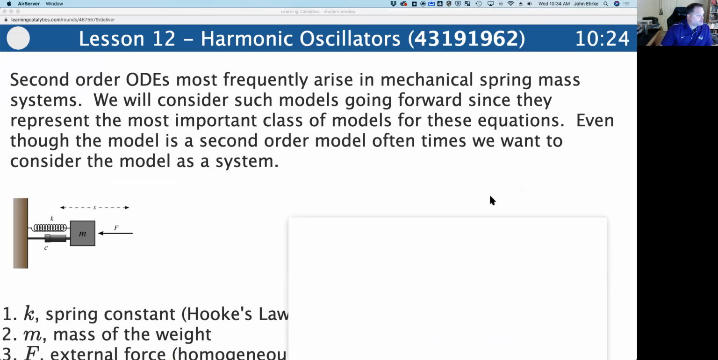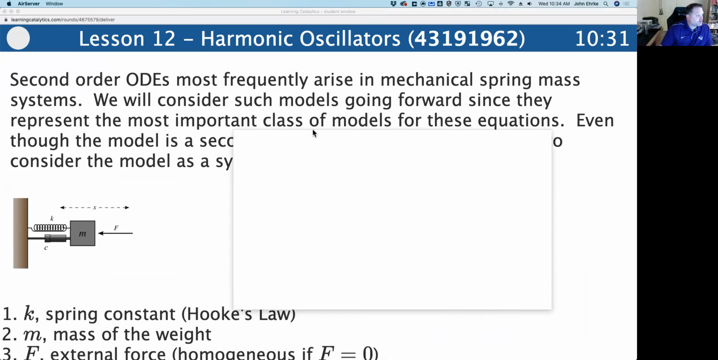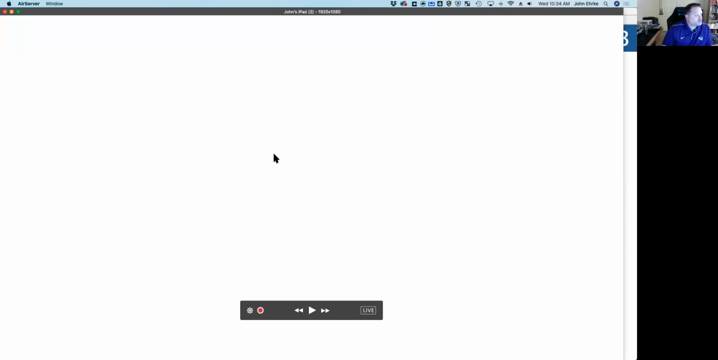So if you recall, we were looking at this harmonic oscillator last time. We talked about the derivation of the model and some things that go into it. I want to analyze the model a little bit more deeply today, and then we'll call it a day. Just as a reminder, we were looking at where we left off last time.